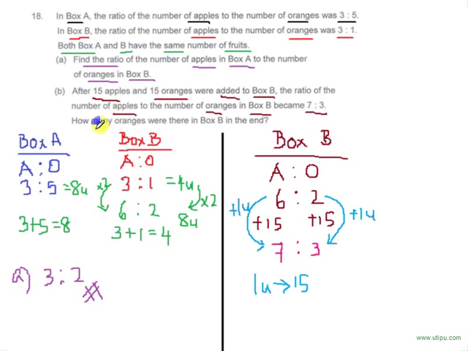And the question asks us how many oranges were there in box B in the end. In the end, box B has a total of 3 units. So we just need to use 3 units, which is 3 times 15. Because 1 unit is 15, so 3 units is 3 times 15, and we will get the answer of 45.